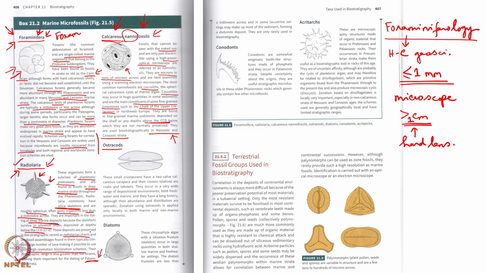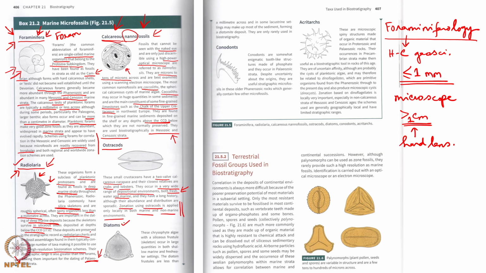Let us look at the ostracods. These are small crustaceans having two valve calcareous carapace, and they are close relatives of the crabs and the lobsters. The depositional environment where they stay is very wide. They can stay both in freshwater and in marine environment. They have a long history. Since they are found both in marine and non-marine environments, zonations have been performed using the ostracods.